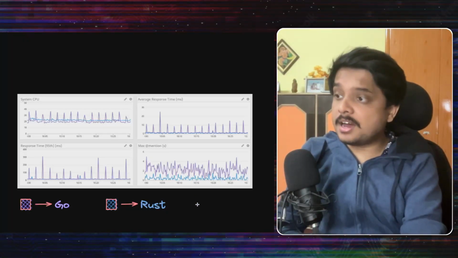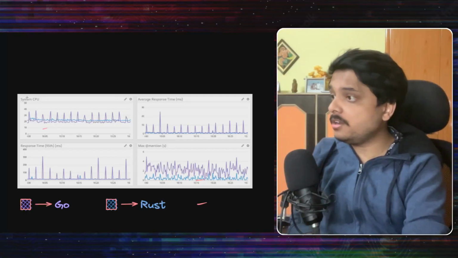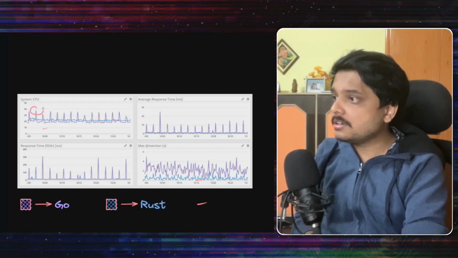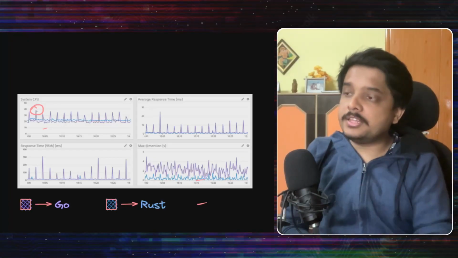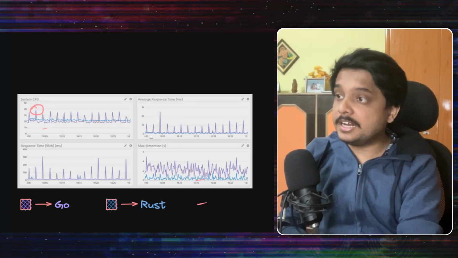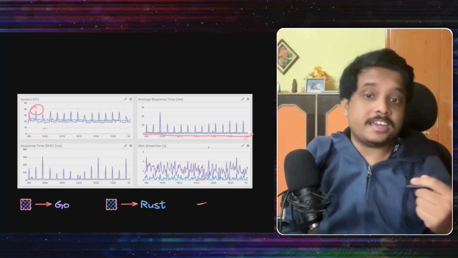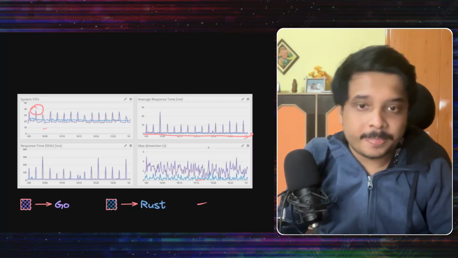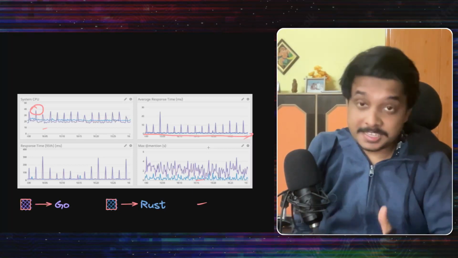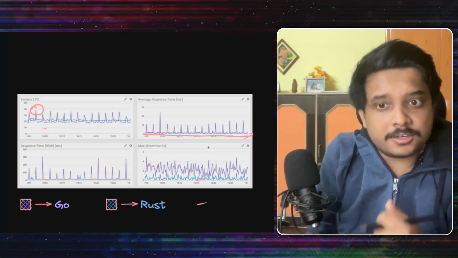Now you can see in this graph, Rust is the blue one and Go is the purple one. You will see these spikes are not there in Rust because it does not have garbage collection. And you will see the latency is down for the entire period of time. So you will see that in this case Rust has blown Go out of the water.